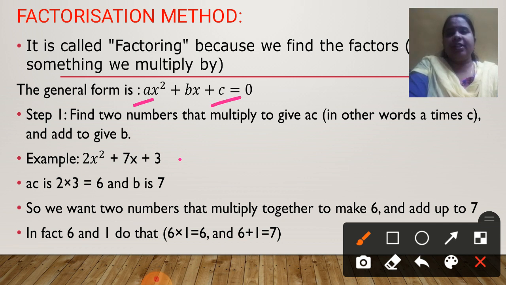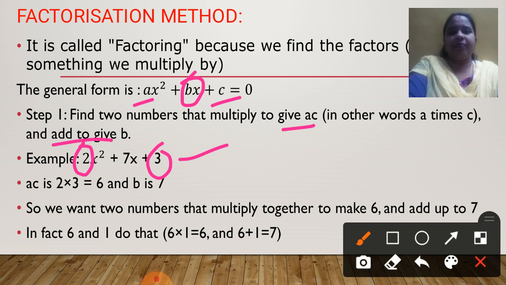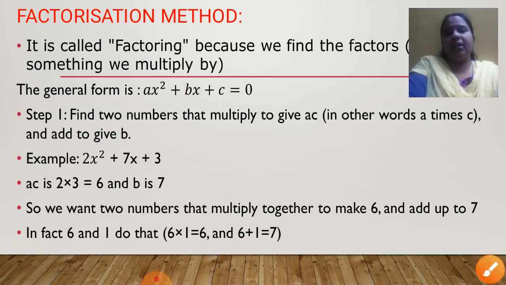So let us take this example here. What is the first term? 2. What is the last term here? 3. I need to multiply this to give, which will give me AC. So 3 2s is nothing but 6. Correct? And then add to get B. So that what I got as a product, I should add it so that I get this middle term B. Okay. Now let's see how it can be done.